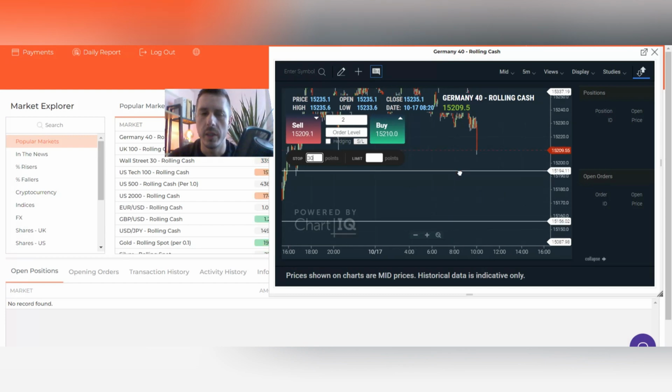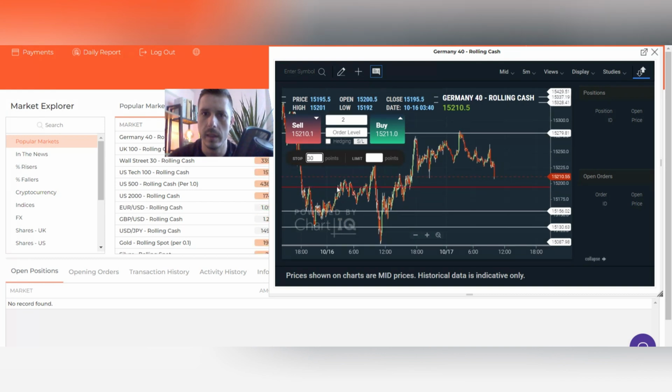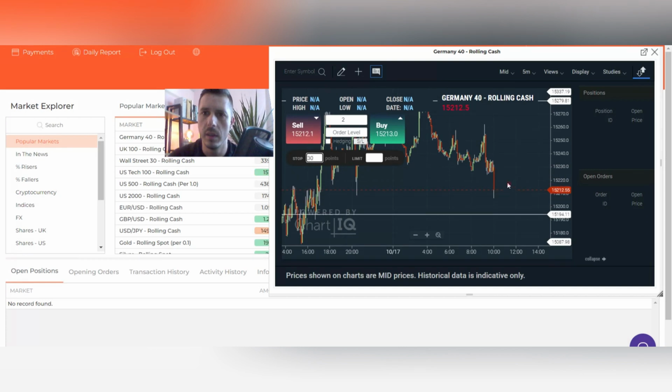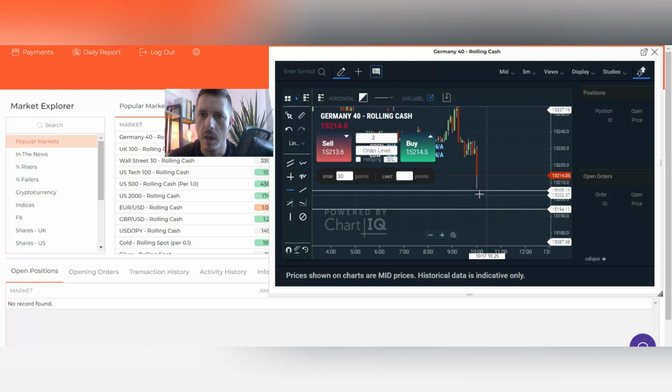So let's see if we can take a long position. Right, this is a nice support right here. If we could dip a little bit lower to enter for a pullback. Alright, so this is our key level area, and we are looking to enter a long position.